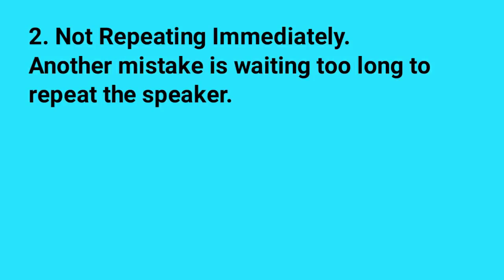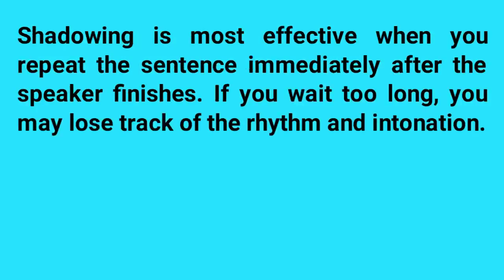2. Not repeating immediately. Another mistake is waiting too long to repeat the speaker. Shadowing is most effective when you repeat the sentence immediately after the speaker finishes. If you wait too long, you may lose track of the rhythm and intonation.